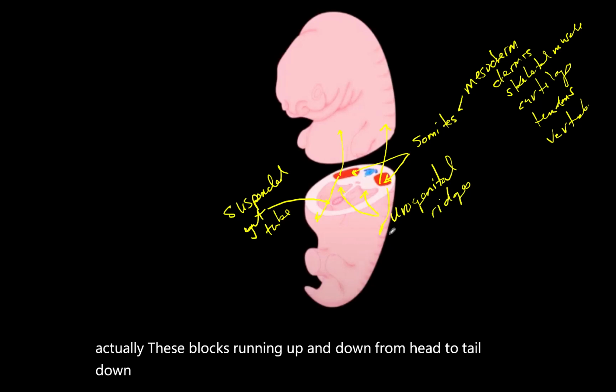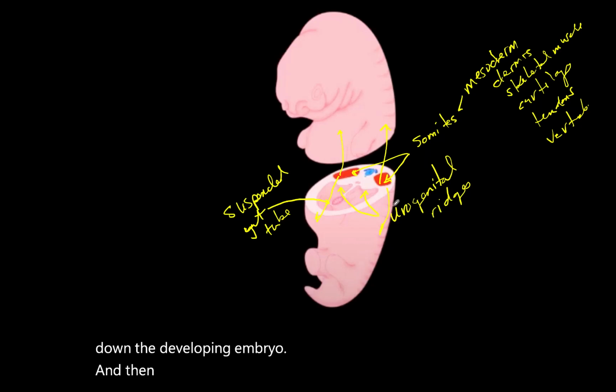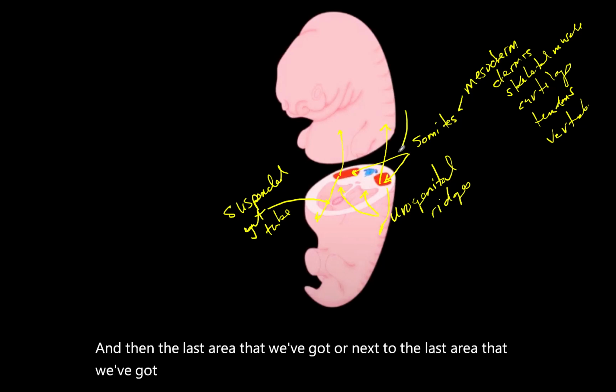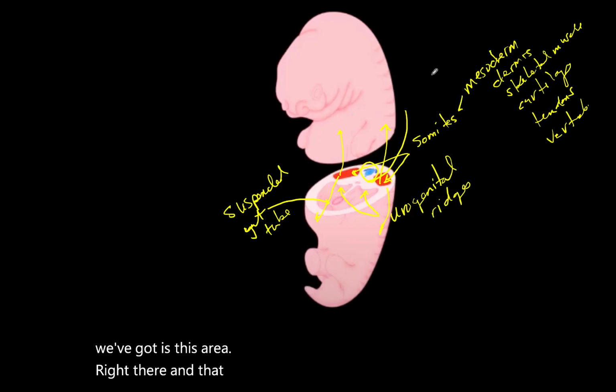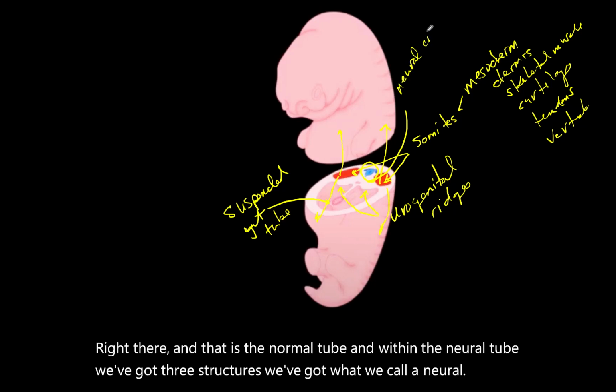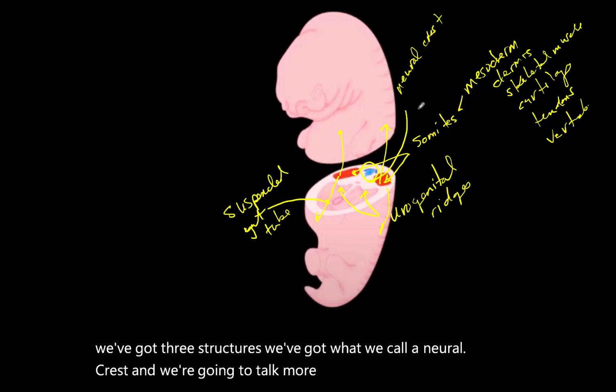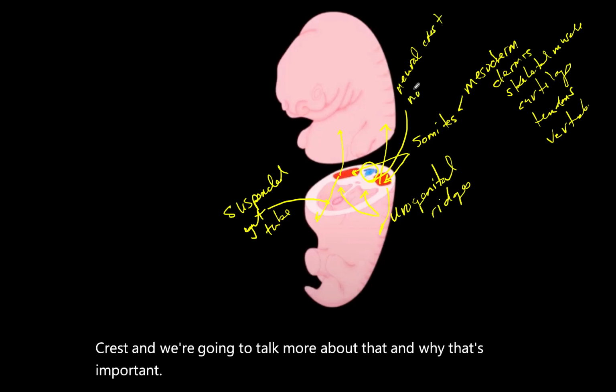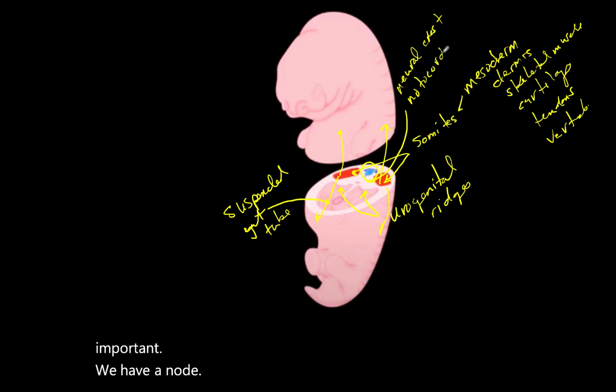And then next to the last area that we've got is this area right there, and that is the neural tube. Within the neural tube, we've got three structures. We've got what we call a neural crest, and we're going to talk more about that and why that's important. We have a notochord, and we're also going to have blood vessels within this area.